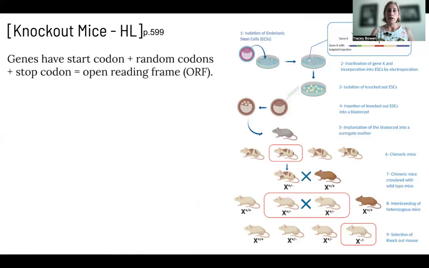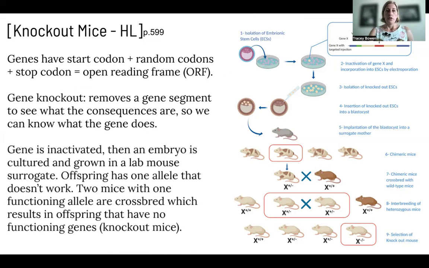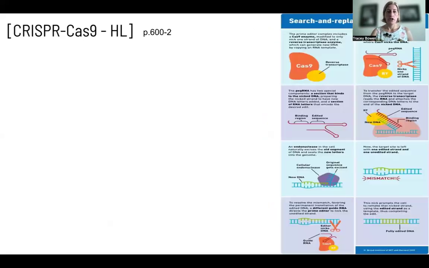So knockout mice, if we want to know what genes do, genes have a start codon at the beginning, and then random codons throughout, and then a stop codon, and this is called an open reading frame. And gene knockout removes a gene segment, to see what the consequences are, so we can know what that gene does. So the gene is inactivated, and then the embryo is cultured and grown in a lab mouse surrogate. That offspring has one allele that doesn't work, and then 2 knockout mice with one functioning allele are crossbred, which results in offspring that have no functioning genes for that. And this is called a knockout mouse. And then we can see in these mice babies what's going on without that gene.